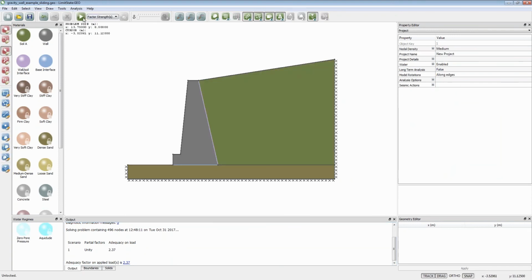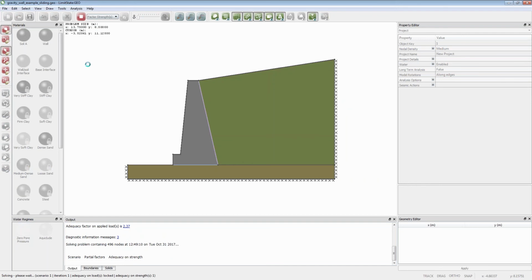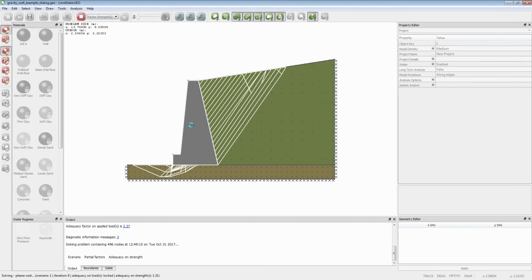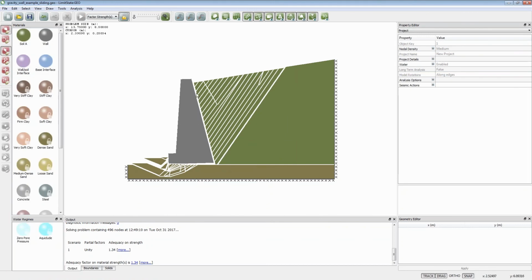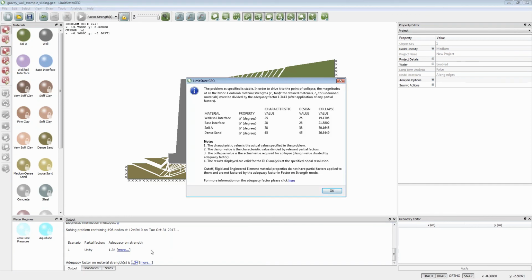Alternatively, I can flip to factor strength and run the problem. And this time it identifies the mechanism. So what it's doing is looking for the critical mechanism where I don't have to factor the loads, but I have to reduce the strength of soil. So this is what I get. This time, because I've factored the strength, I can get a different looking mechanism. So this time what's actually happened is the wall is rotating slightly, still generally sliding. And if I click on that number there, it tells me that what I've had to do is factor all these material properties down to this value to get collapse.